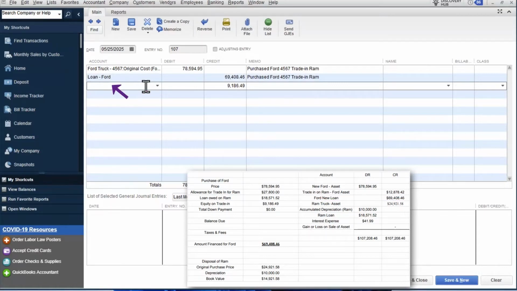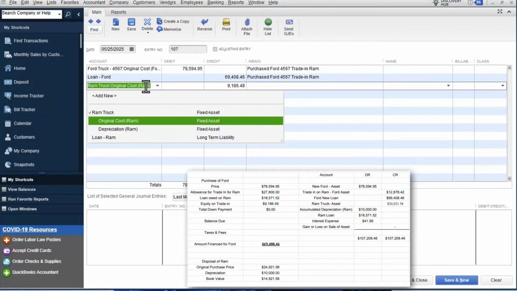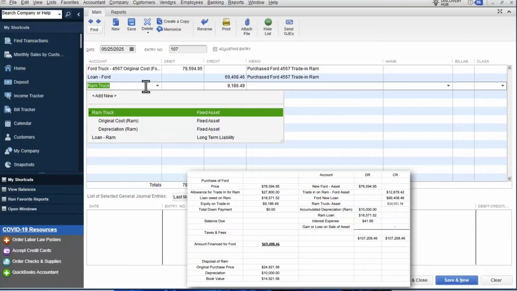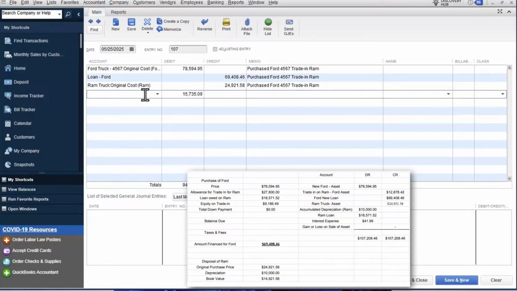Next, we will do the RAM. You're just looking at that little tracker and putting it in piece by piece. With the RAM, we're actually going to remove it. Now, if you go straight to the original main account and you don't use a sub account, it won't remove it properly, so make sure you're choosing the one you want. And because assets increase with a debit, we will credit that for the amount of $24,921.58. We're just entering the data that we already did. We did all the upfront harder work when we were doing the math initially.